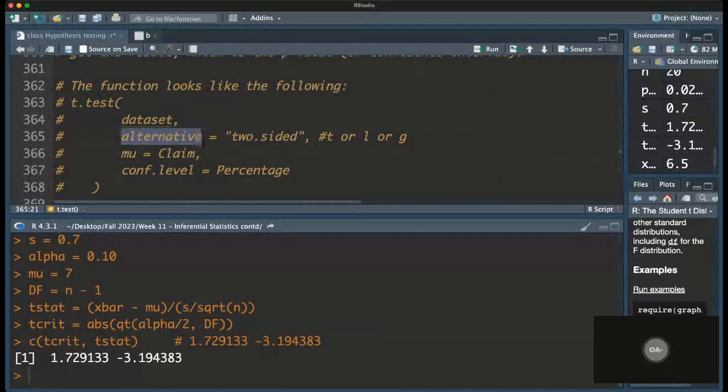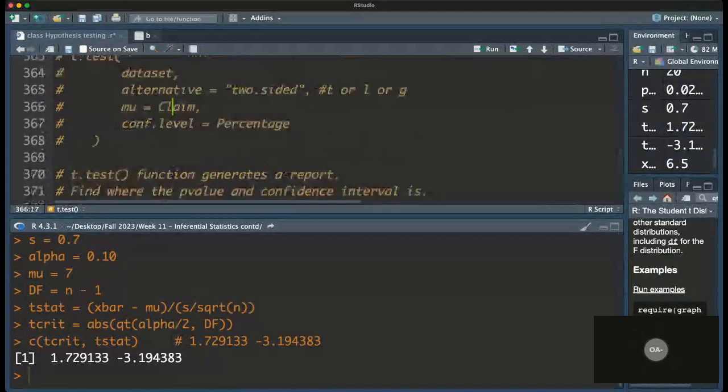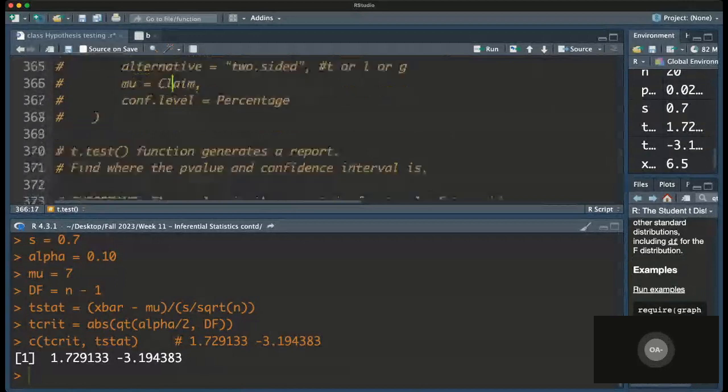It recognizes the first letter. So whether you say the letter T or the letter L or the letter G, it understands what you're trying to say. Then you have mu, which is the claim, and then our confidence level. Let's look at a concrete example, which will give us a report, and we can read off of that.